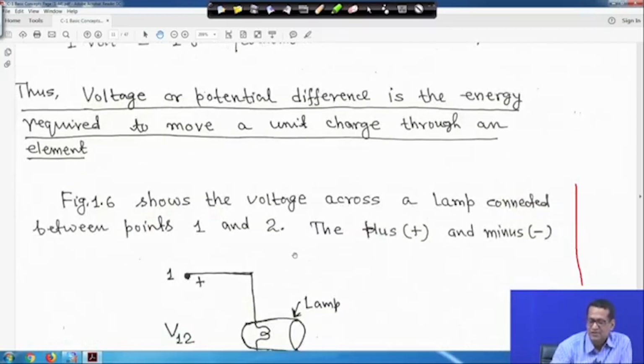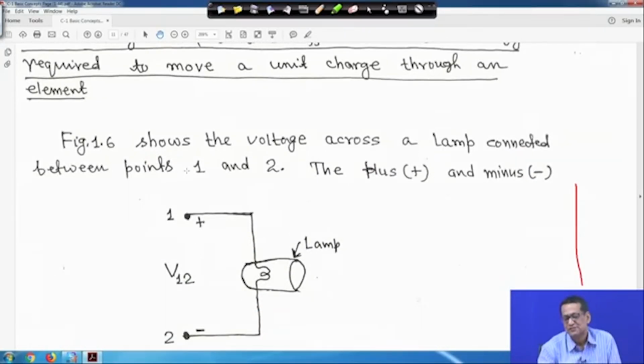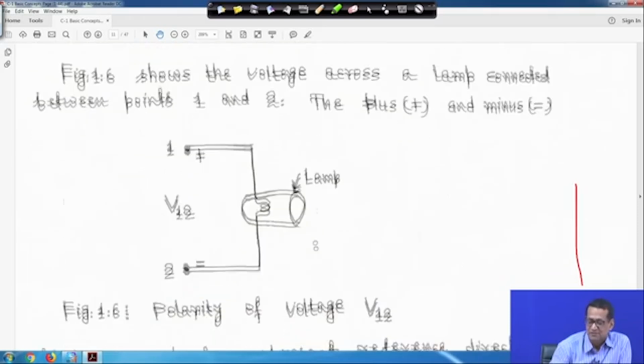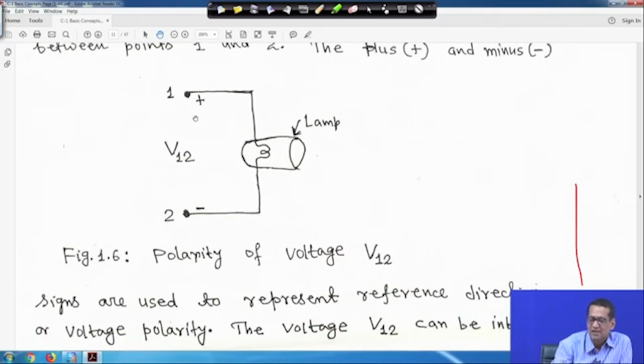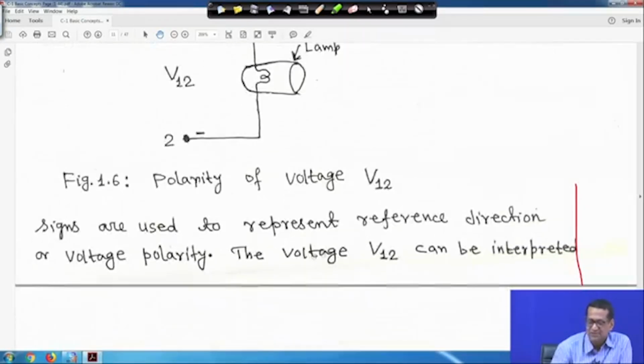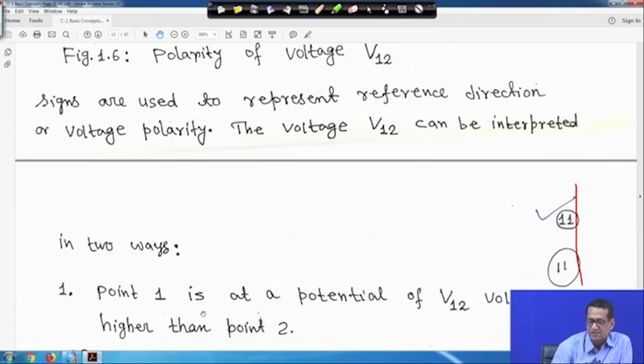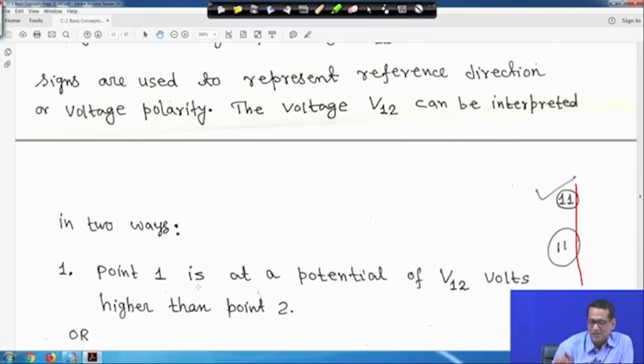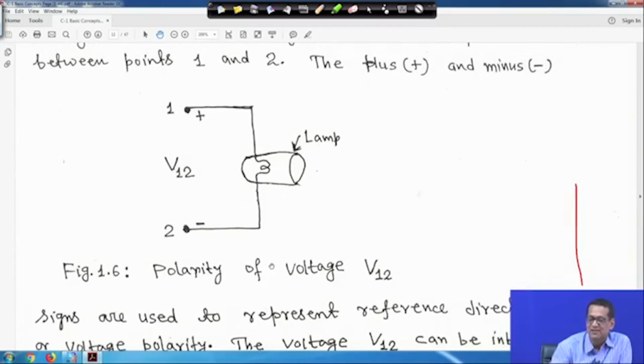Look at the figure. Figure 1.6 shows the voltage across a lamp connected between points 1 and 2. The plus and minus signs are also given. So, this is the polarity, this is 1 and this is 2, 1 is positive, 2 is negative. Signs are used to represent the reference direction of voltage polarity. So, the voltage V12 can be interpreted in two ways. First, try to understand this point.